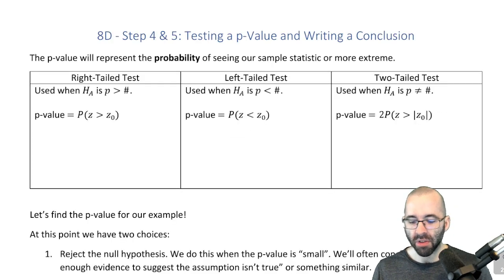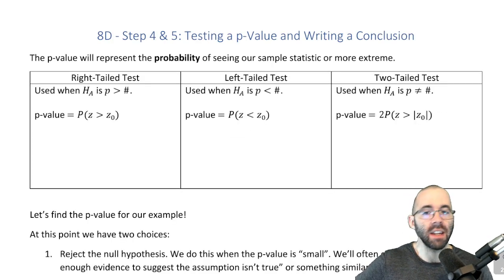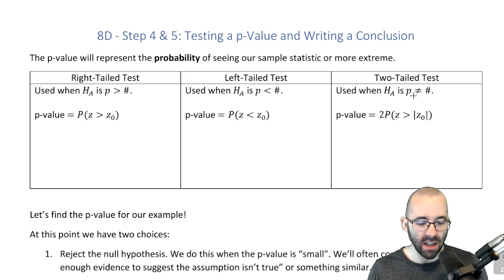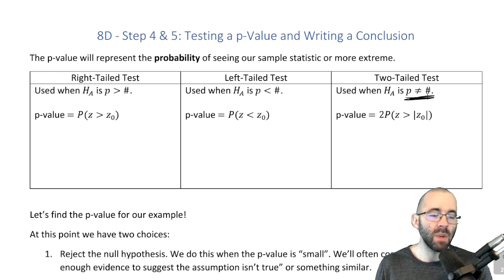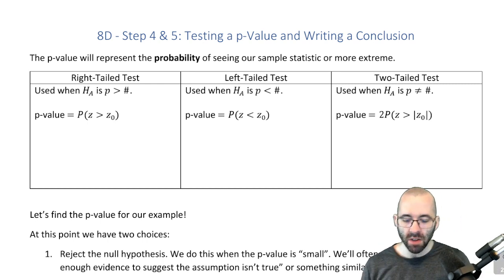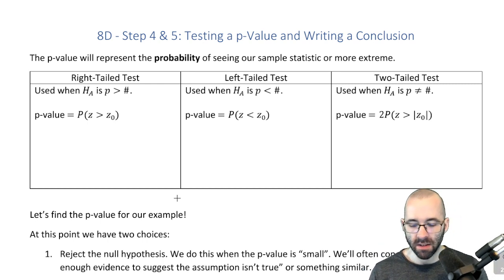So there's kind of 3 ways of finding a p-value, and it really just depends on what your alternative hypothesis looks like. So something called a right-tailed test is when we use this alternative hypothesis. Left-tailed test with this alternative hypothesis, and a two-tailed test when we have a not equal to hypothesis. All right. And so the p-value is just the probability of that happening.